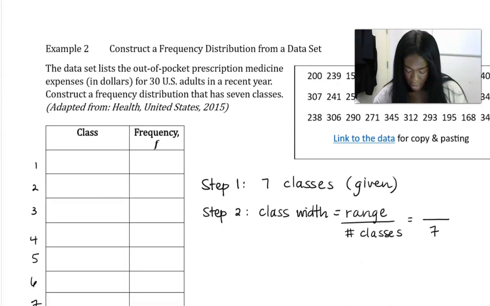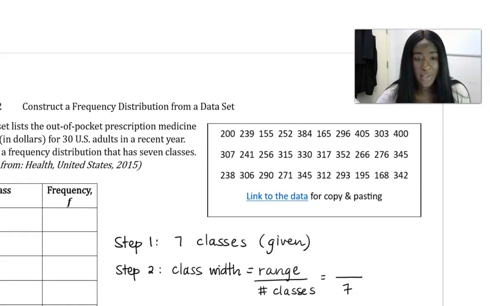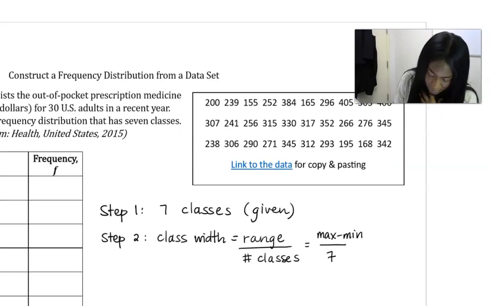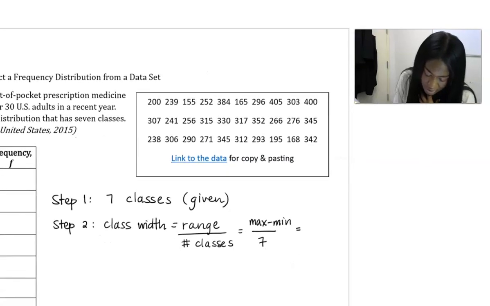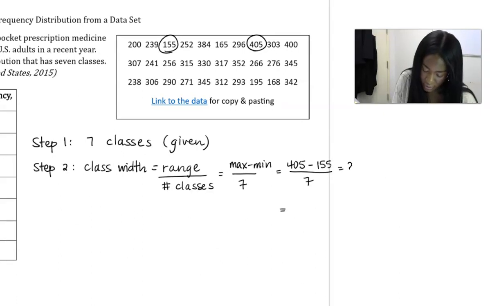So looking at our data set, there's a comment in here, a link that has this data that we could copy and paste, and shortly I'll show you how we could do this exact same thing in StatCrunch. Okay, so the range, which is really just the max minus the min in the numerator, the largest data value in this data set is 405, and the smallest data value is 155. So we have 405 minus 155 divided by 7, which gives us 250 over 7, which is about 35.71 in the calculator.